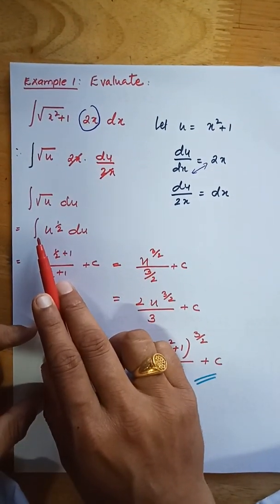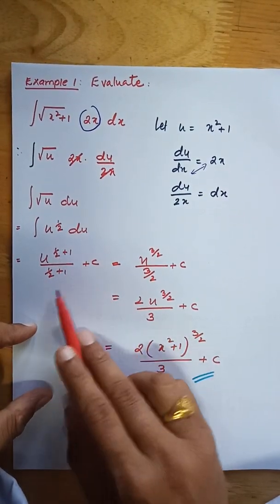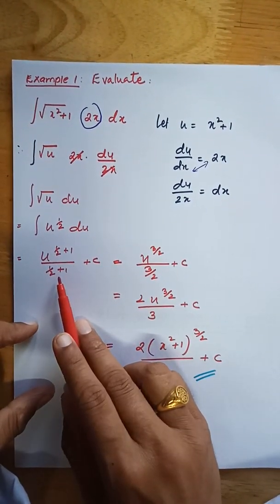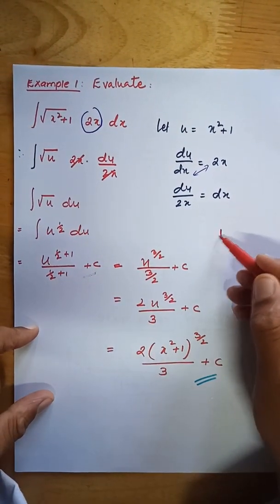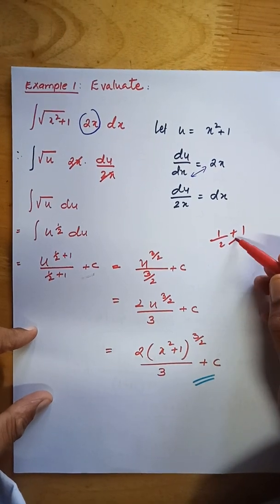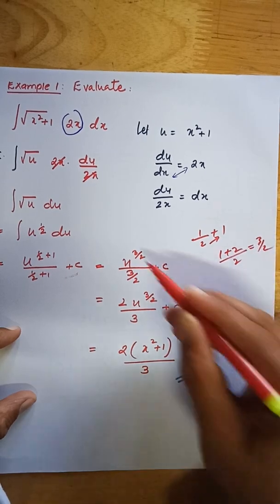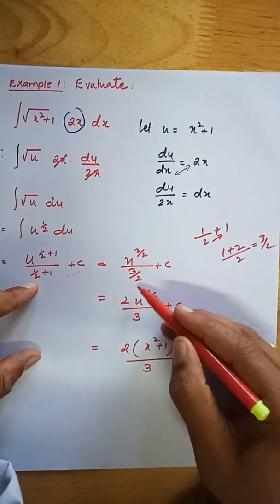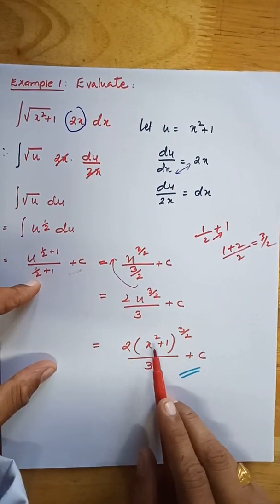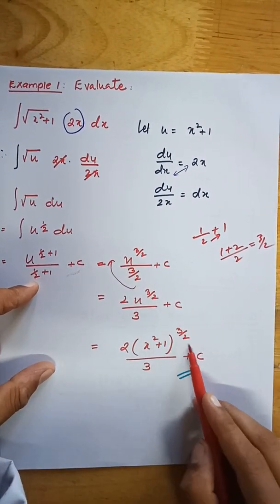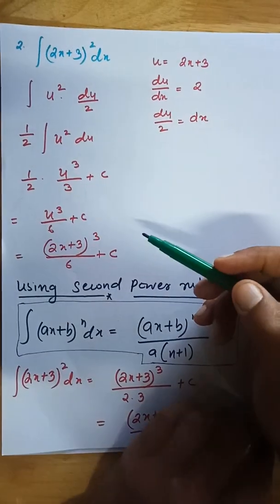So the integration of root u is u to the power 1 by 2 du. The power will get added, whatever the power is coming, you write it here, plus c. So half plus 1, right? You just cross multiply here, 1 plus 2 divided by 2, that is 3 by 2. So you are getting 3 by 2. What will happen here? This will get reciprocal here. So 2 is coming here, and replacing u, 2 by 3 into x square plus 1 to the power 3 by 2, plus c.